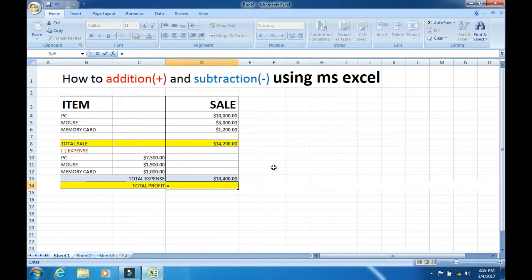So total profit is equal to total sale address minus total expense address, then enter. So total profit for that sale value is $3,800.